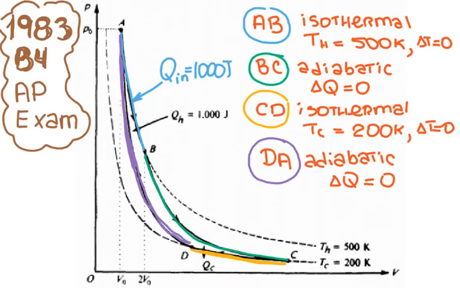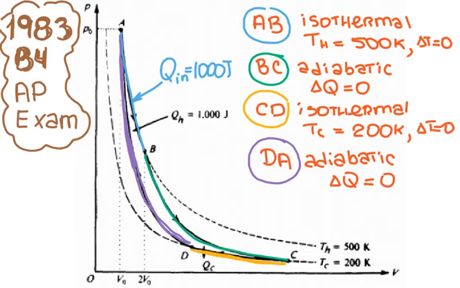From A to B, it's a constant temperature and it's given 500 Kelvin. So it says isothermal. From BC, it is adiabatic. So that means no heat enters or leaves the system. From C to D, it's a constant temperature, and it's given 200 Kelvin. So temperature doesn't change, isothermal. And then again from D to A, it's adiabatic.